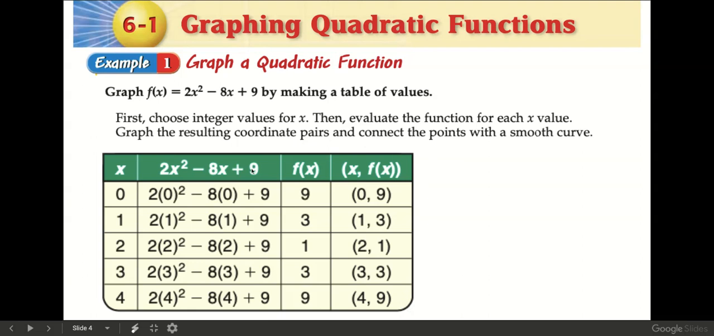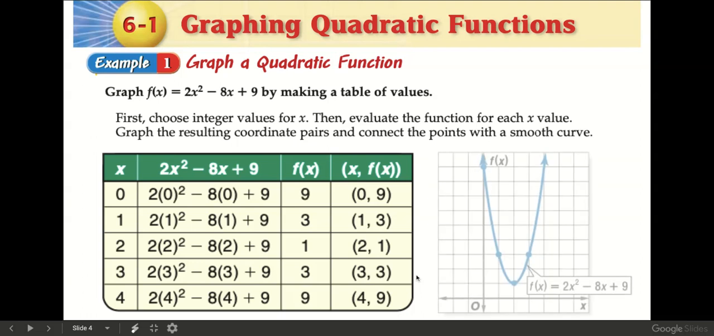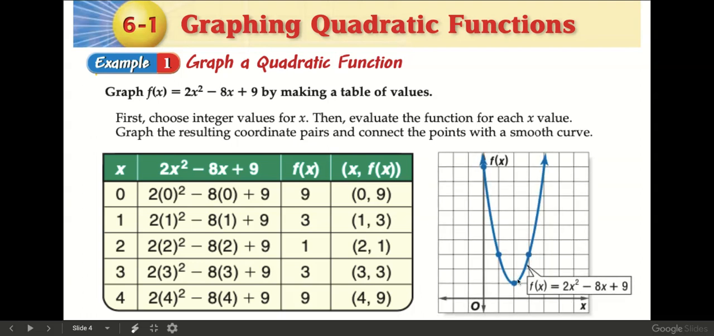So now I can take the values from this table, right? These coordinate points, and I can go ahead and put them on a graph. So if you notice, these points are representative of the coordinate points I got in my table. So (0, 9), (1, 3), (2, 1), (3, 3), and (4, 9).